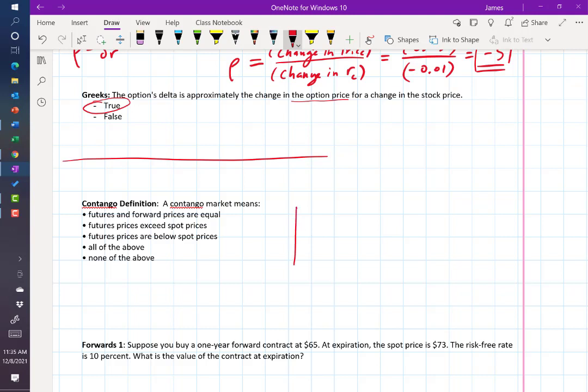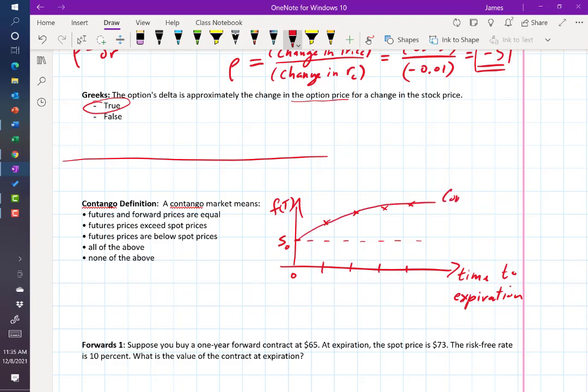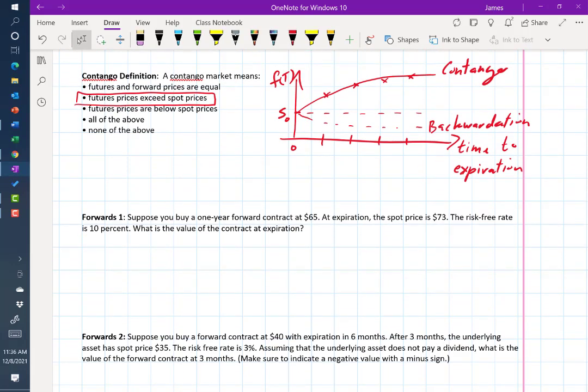Okay, so let me remind you of the definitions here. If we look at time to expiration, and we look at futures prices as a function of that time to expiration, capital T. If there's no time to expiration, the futures price is equal to the spot price. And so we look at futures prices relative to that at different times to expiration. And if they are above, then this is called contango. Okay, so that is futures prices exceed spot prices. What about futures prices that are below? When futures prices are below, we called this backwardation. Funny names, but that's terminology that you find in futures. All right, so know that terminology.